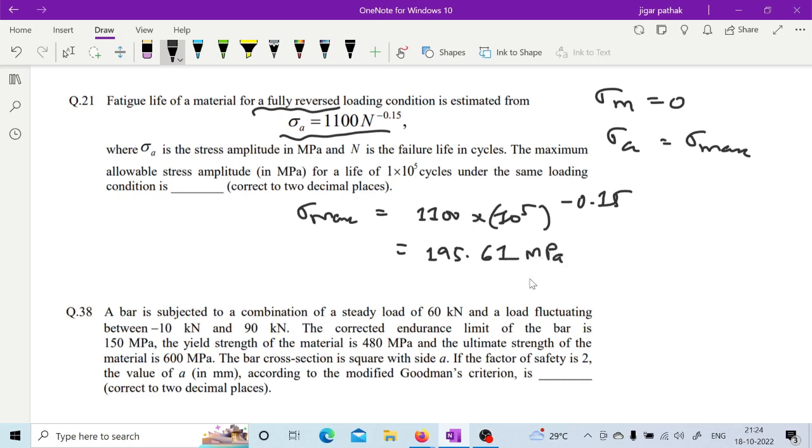Now next, try the next one. A bar is subjected to a combination of a safety load of 60 kilonewton and a load fluctuating between minus 10 kilonewton and 90 kilonewton. The corrected endurance limit is 150 megapascal, yield strength is 480, ultimate strength is 600. The bar cross section is square with side A. If the factor of safety is 2, find the value. I guess this is same which we have found, that area, right?